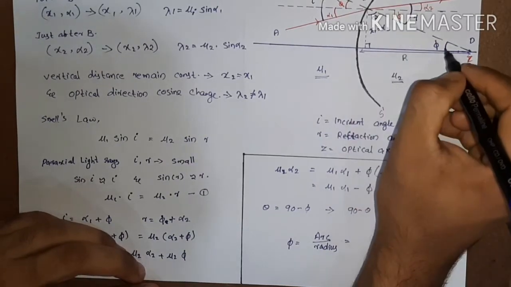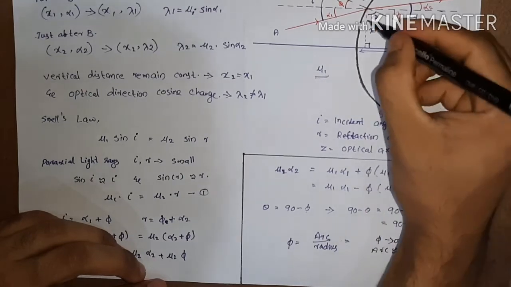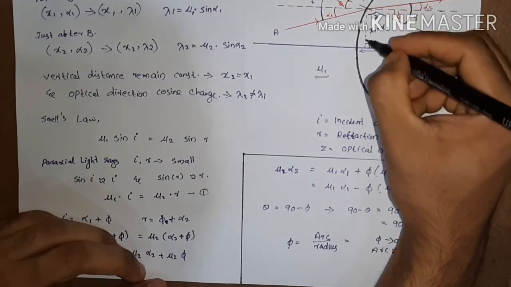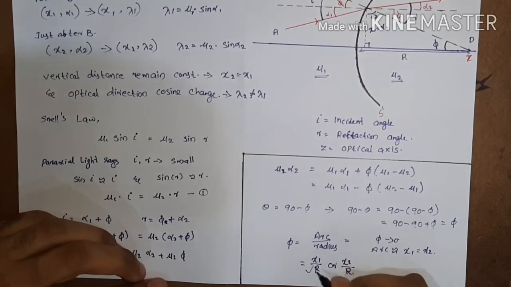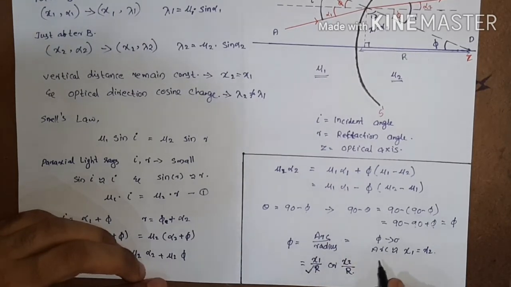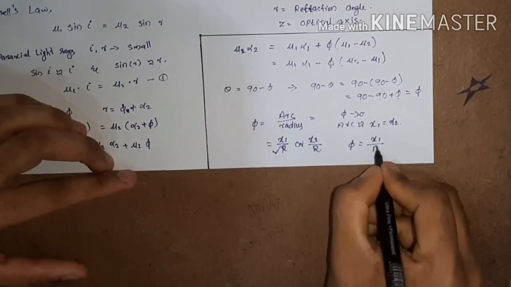So if this angle phi is very small, phi tending to 0, this arc can be approximately equal to the vertical distance to this point B. So it is nothing but x1, which is equal to x2, and this radius is the radius of curvature. So phi can be written as x1 divided by r or x2 divided by r. Let us take x1 divided by r itself. So phi is equal to x1 divided by r.